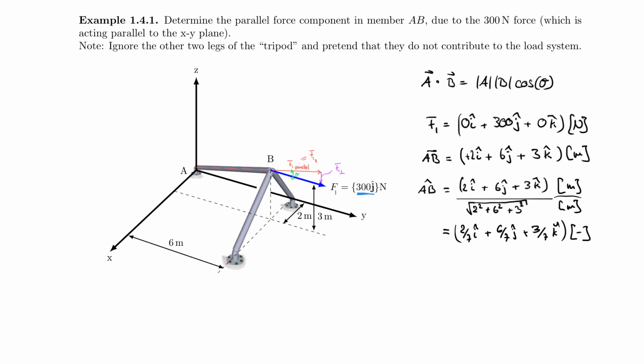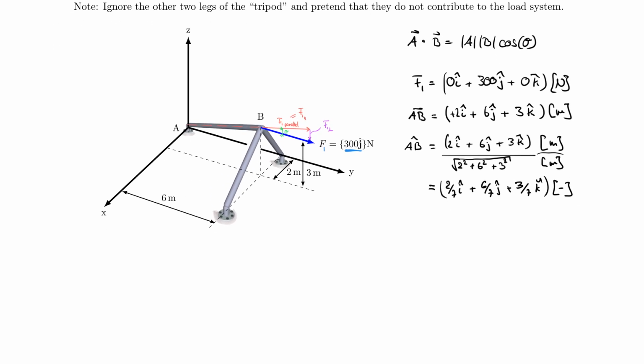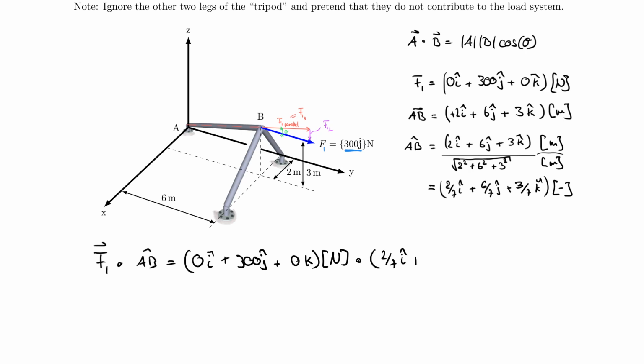But now we can run the math, which is really not that difficult. So we now have F1 dot AB hat, and that is effectively equal to, let's write it out, 0 i plus 300 j plus 0 k, and that is dotted onto 2 over 7 i hat plus 6 over 7 j hat plus 3 over 7 k hat. And that is unitless once again.